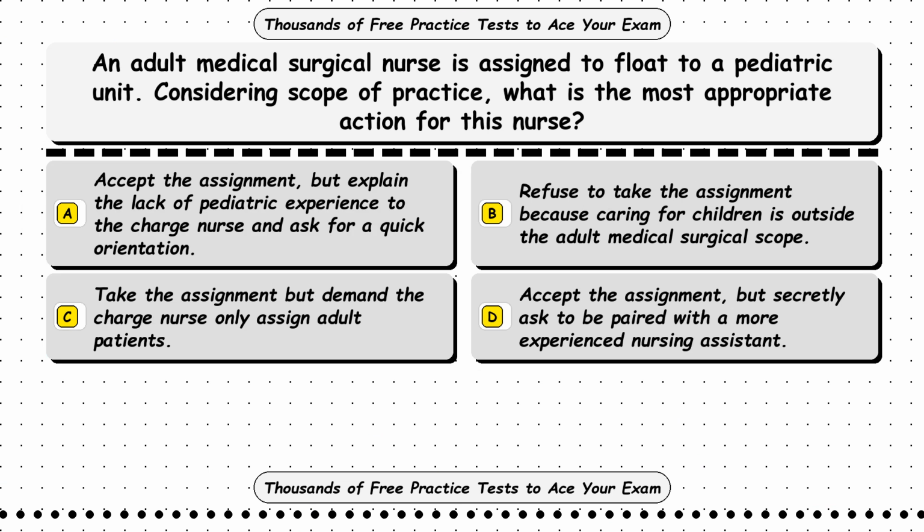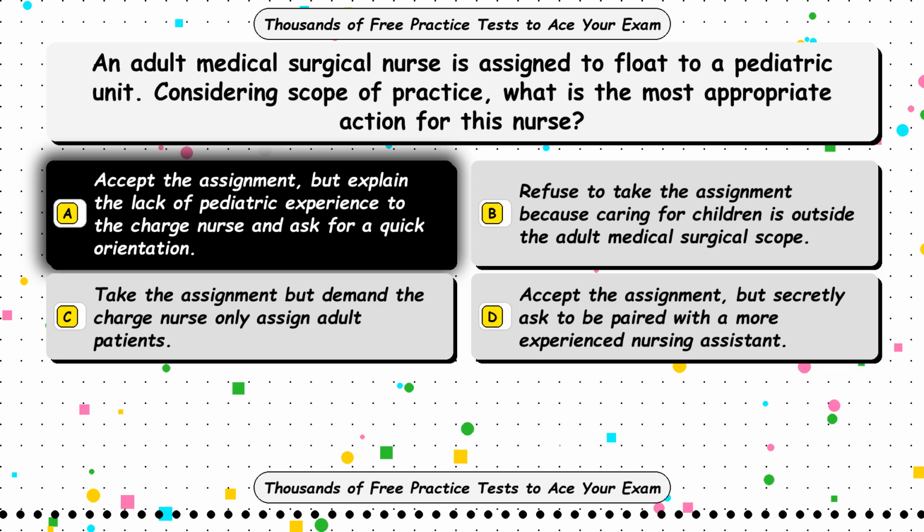Question 116. An adult medical surgical nurse is assigned to float to a pediatric unit. Considering scope of practice, what is the most appropriate action for this nurse? Option A, accept the assignment, but explain the lack of pediatric experience to the charge nurse and ask for a quick orientation. Option B, refuse to take the assignment because caring for children is outside the adult medical surgical scope. Option C, take the assignment but demand the charge nurse only assign adult patients. Option D, accept the assignment, but secretly ask to be paired with a more experienced nursing assistant.